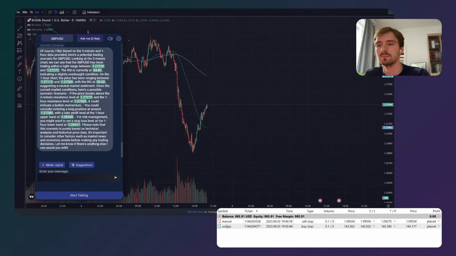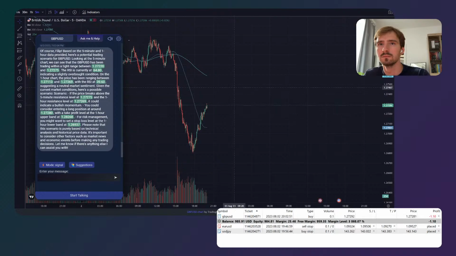If the price breaks above the 5-minute resistance level at 1.27275 and the 1-hour resistance level at 1.27269, it could indicate a bullish momentum. Which already happened. Consider entering a long position at around 1.27280, with a take profit level at the 1-hour upper band at 1.28268. Let's do it. For risk management, you might want to set a stop loss level at the 1-hour lower band at 1.26937. Please note that this scenario is purely based on technical analysis and historical.